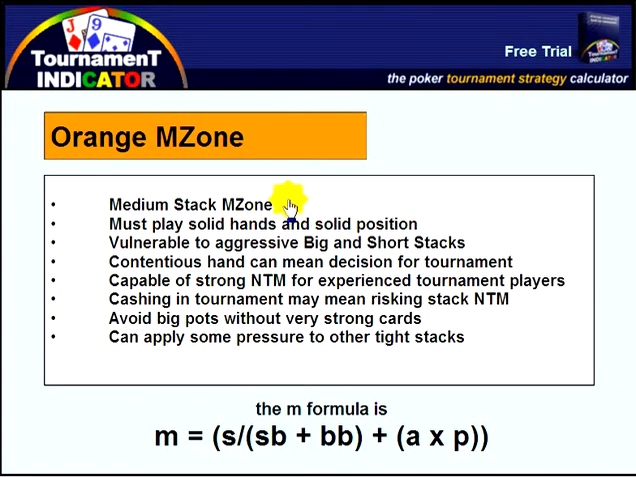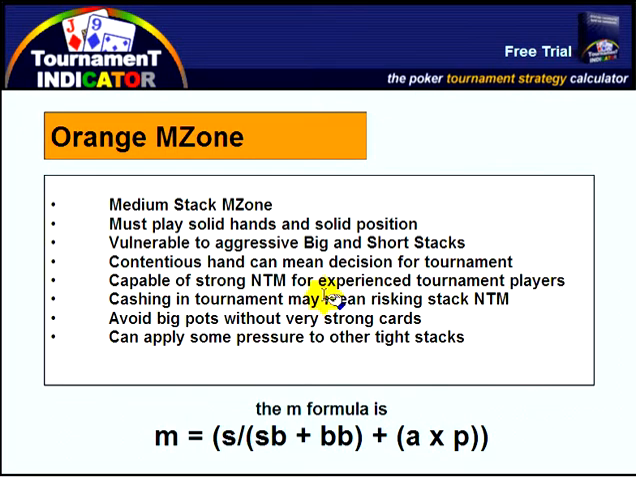An orange MZone player is a medium stack MZone. This type of player must play solid hands and solid positions. However, they are vulnerable to aggressive big and short stacks. A contentious hand can mean a decision for the whole tournament.